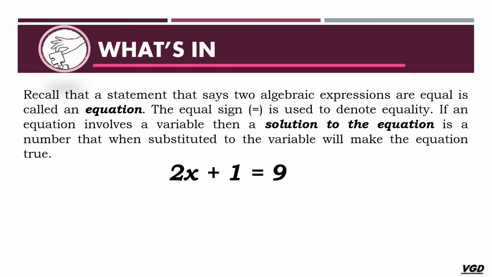So you have here an equation which has only one variable, which is x. You also learned that the solution of the equation is the value of the unknown x that makes both sides of the equation equal. For example, in 2x + 1 = 9, the solution is x = 4. So how did we get it?